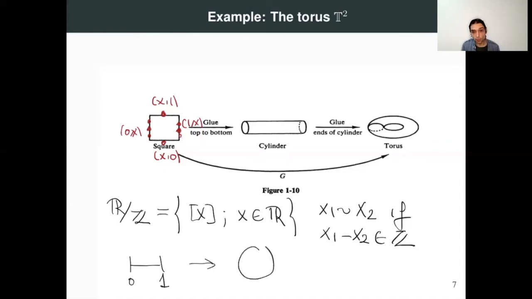So if you perform this construction with R2, you get the torus. If you do it with R, you get the circle. If you do it with R3, you get the three-dimensional torus, and so on. Okay?